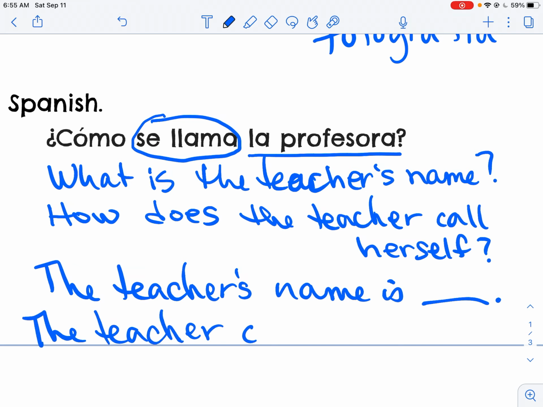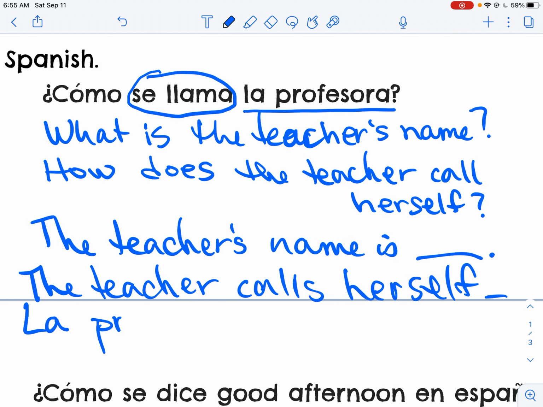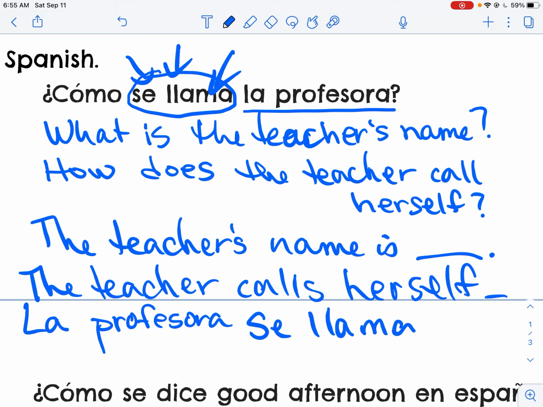Or, the teacher calls herself blank. Okay? So, how do I say the teacher? La profesora. Now, we don't have to change the verb because it already gave it to you. You don't even have to change anything. Se llama. And then what's my name? La señorita.